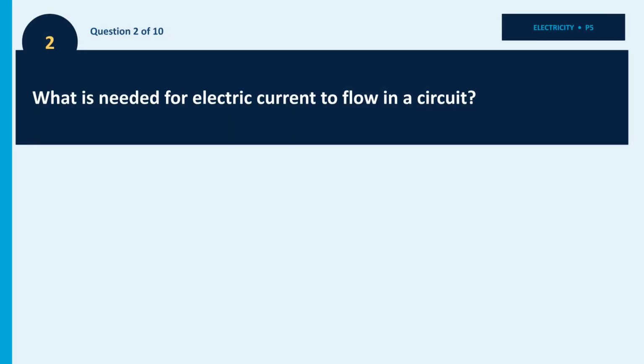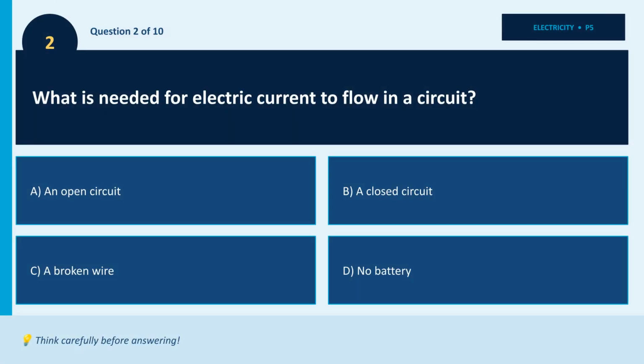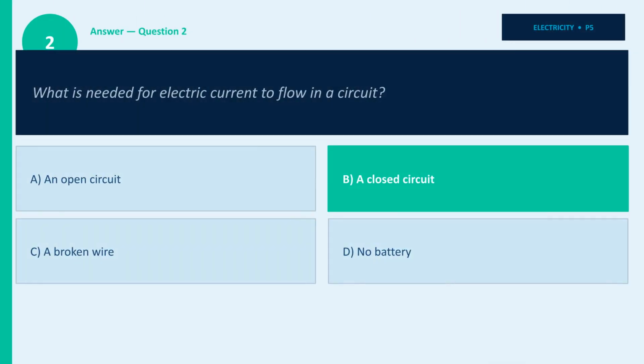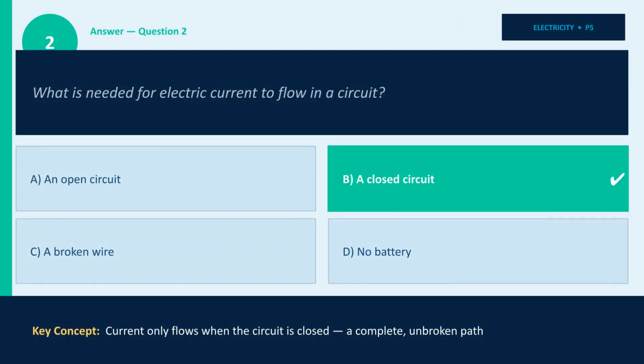Question 2. What is needed for electric current to flow in a circuit? Consider the condition of the path for the current. The correct answer is B. Current only flows when the circuit is closed, meaning it is a complete, unbroken path.